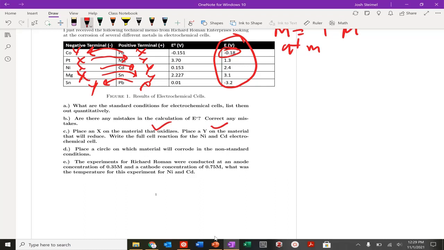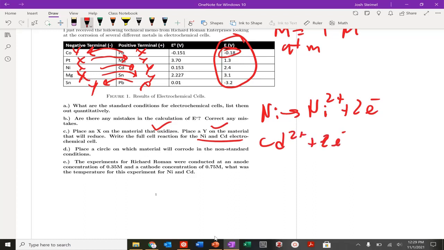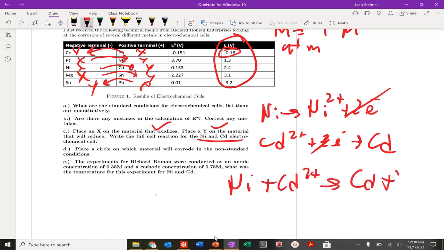The full cell reaction for the nickel and cadmium: if I look at nickel and cadmium here, nickel is giving away electrons, so nickel goes to Ni2+ plus 2e-, and my cadmium goes from Cd2+ plus 2e- to Cd. I'm going to add up the reactants and the products on both sides of the reaction, so this gives me Ni plus Cd2+ goes to Cd plus Ni2+. Here we go. We've got it.